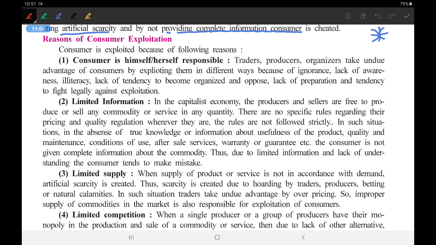Now, we know that producers exploit us, but what are the reasons due to which we are exploited? What are the main reasons? That we will see. The first reason is, see, the consumer is himself or herself responsible. Traders, producers, organizers take undue advantage of consumers by exploiting them in different ways because of ignorance.